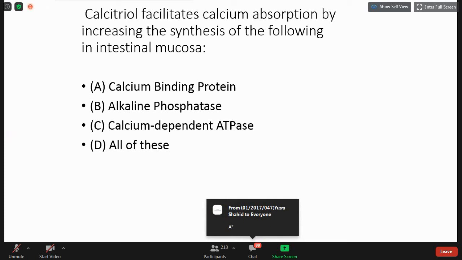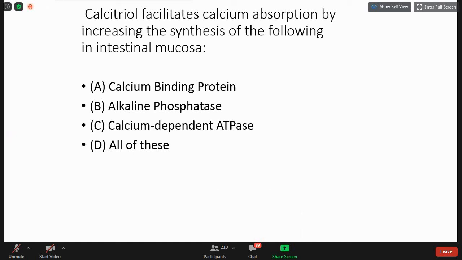Okay, so we are done for today, and I hope you have gained some information, and you can use this information when you will be studying pathology and all the diseases related to bone health, like rickets, osteomalacia, and osteoporosis. So thank you for listening, and I hope I have.